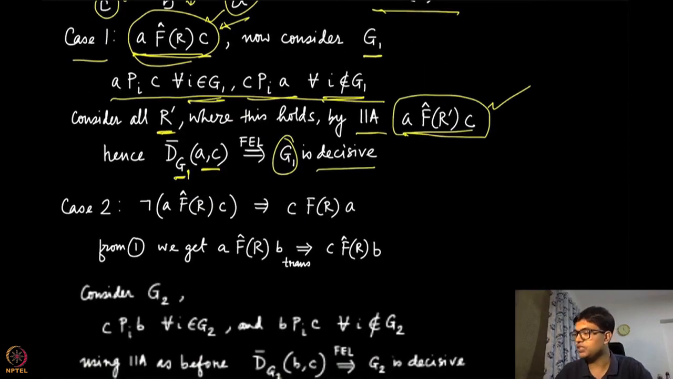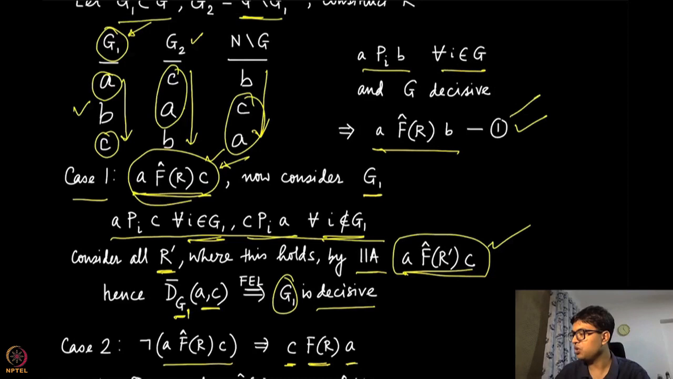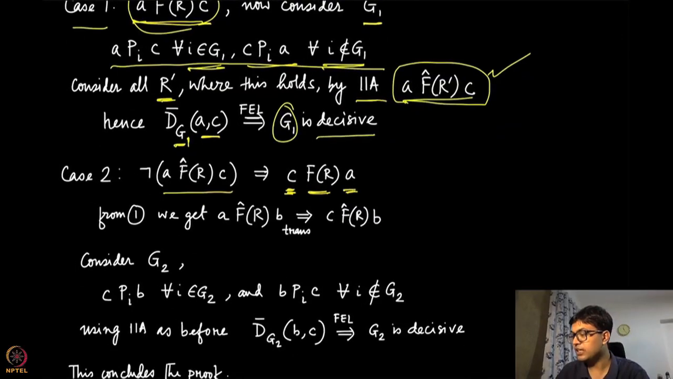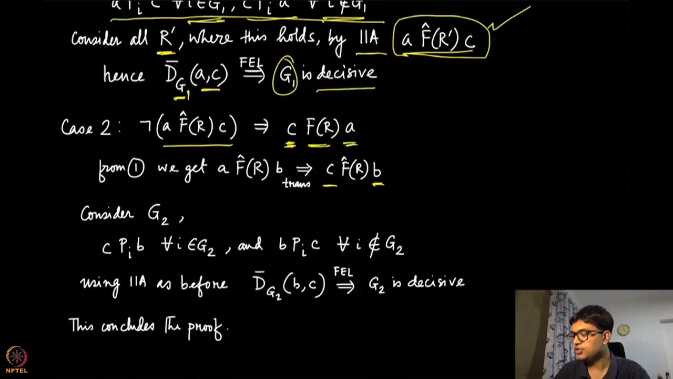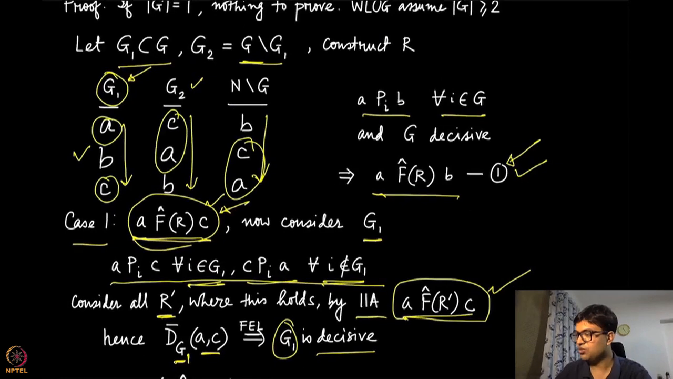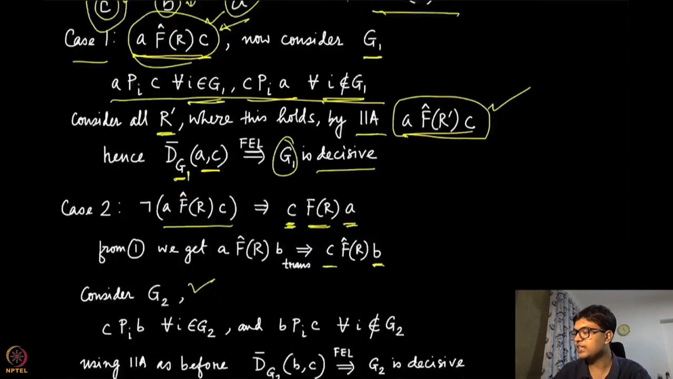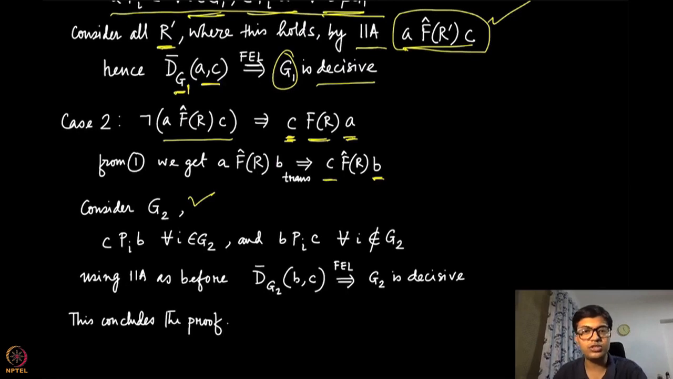When we have case 2, which means that this is not true, which means C is at least as good as A in the final ordering F of R, then we are going to use this in conjunction with condition 1. We know that C is strictly preferred over B, and we also know that C is weakly preferred over A. Then using transitivity, we can conclude that C is strictly preferred over B. Now we can look at G2, which we have considered in a very specific way. C is strictly above B, and for all the agents outside G2, B is strictly preferred over C. So this is exactly the same kind of if condition that we have for almost decisiveness. And we also know that C is strictly preferred over B under this preference F of R.